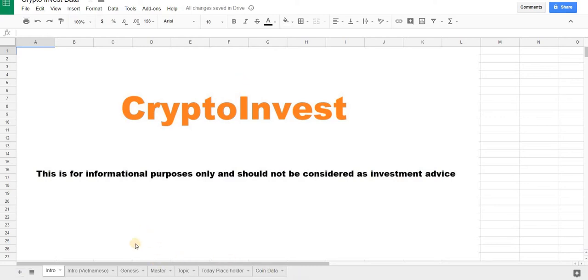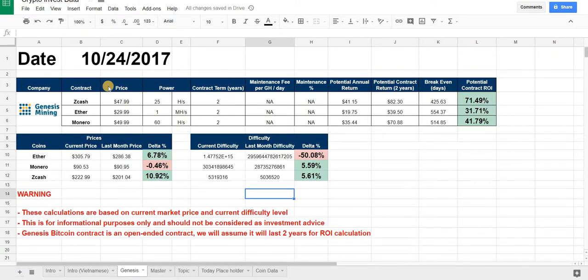So let's get into today's Genesis Mining contract comparison. Today is October the 24th, 2017. Genesis still has the three contracts available: the Zcash, Ethereum, and Monero contracts.